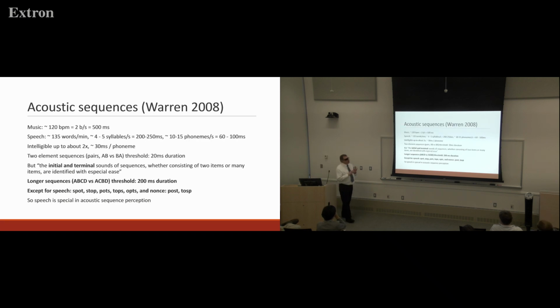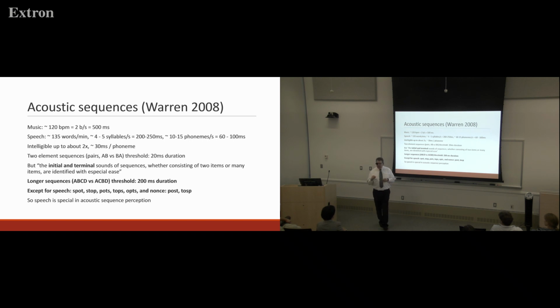Just to situate ourselves, here is what we know about acoustic sequence perception. This is a one-slide summary of a book by Richard Warren. Music in general goes about 2 per second. 120 beats per minute is a very common tempo for music, so each note is taking about 500 milliseconds. Speech is, from that perspective, about twice as fast. The syllable rate in speech for many languages, in fact really all of the languages in the world, is about 4 to 5 syllables per second. So that's about the rate that it's coming in.